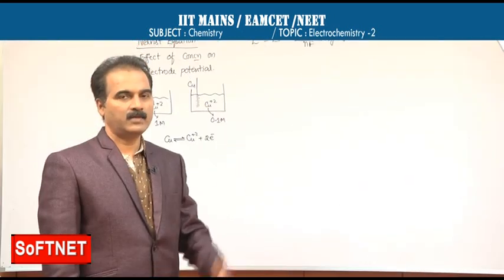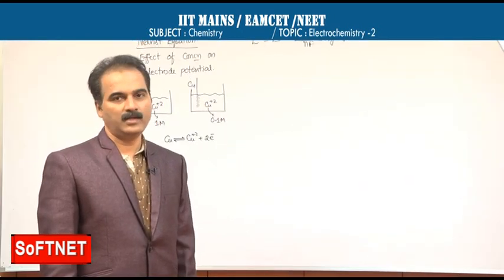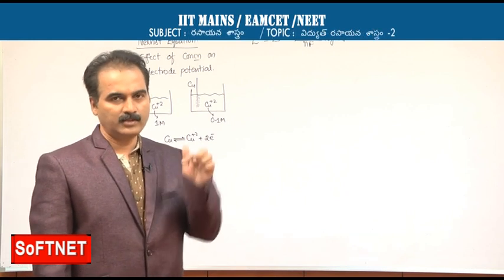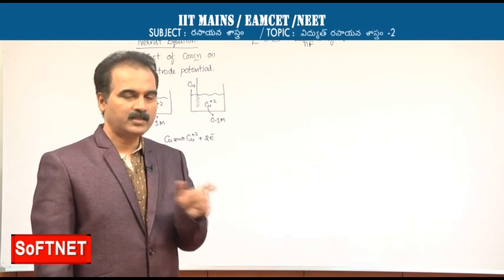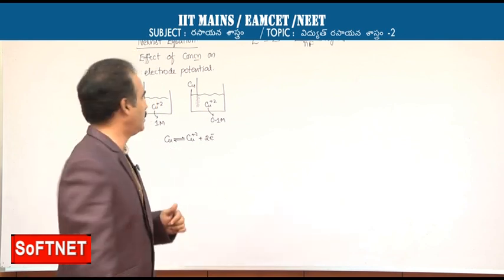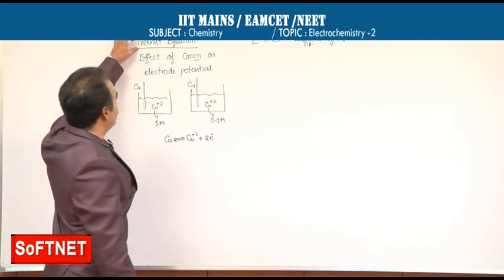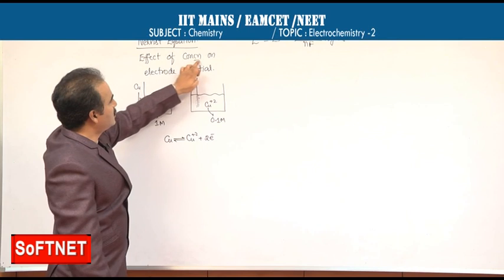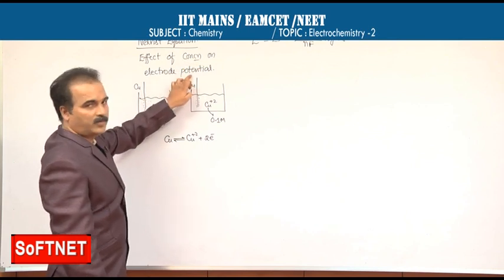Now let us see what is the effect of concentration on single electrode potential. Due to difference in concentration of the electrolyte into which the metal is dipped, the potential developed at the metal solution interface will be different. So let us see that. Now we are going to learn the Nernst equation. It speaks of the effect of concentration on the electrode potential.